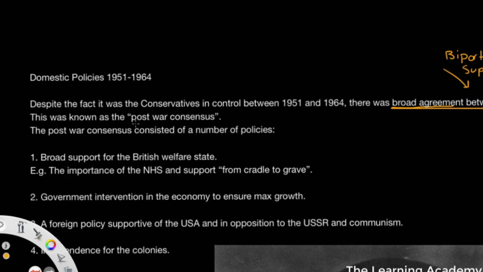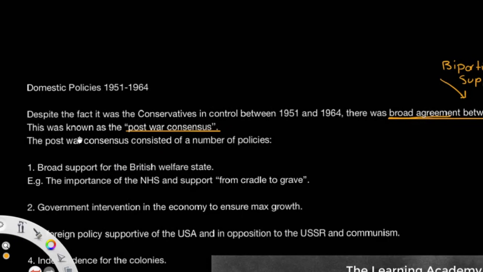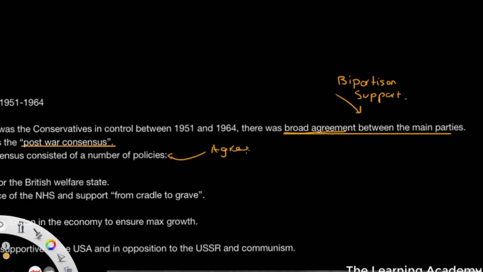The post-war consensus consisted of a number of policies, and these are a number of policy agreements. People agreed on a broad agreement, with broad popularity across the different political spectrum.